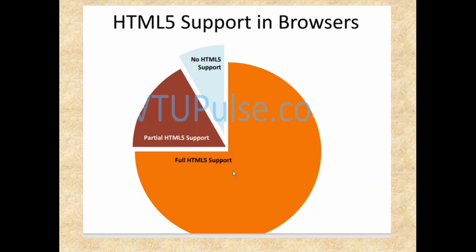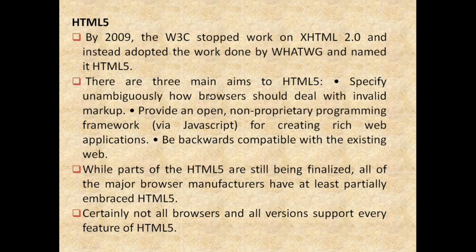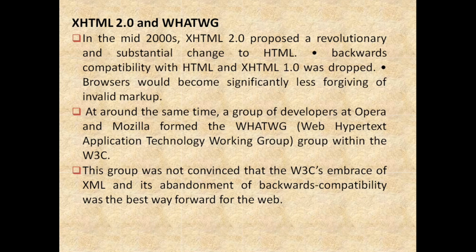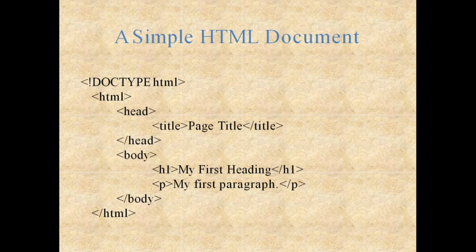This is a small graph showing HTML5 support in browsers. In this graph we can see that in the orange part, many browser manufacturers have supported the features of HTML5. The brownish part says that HTML5 has been partially supported, and a few manufacturers have not supported the features of HTML5. That means they are making use of basic HTML. So this was about HTML5, XHTML 2.0 and WHATWG. In the next class, we will come to a simple HTML document. Thank you.